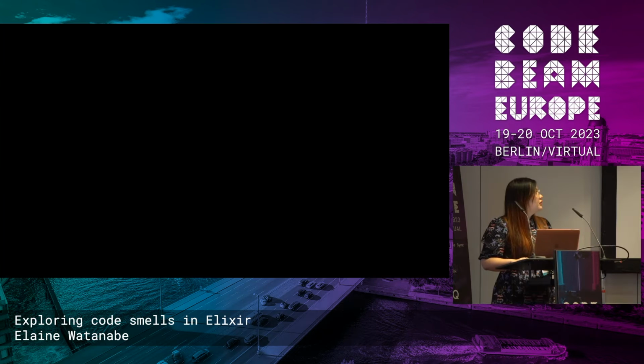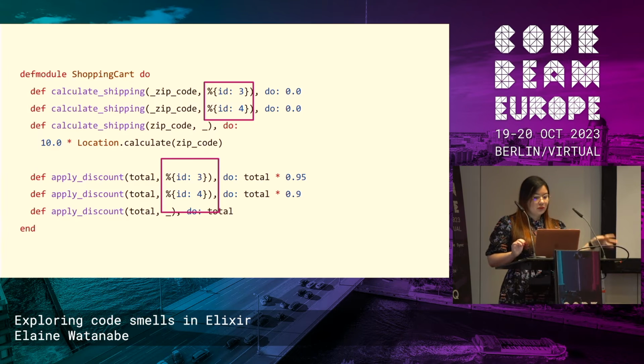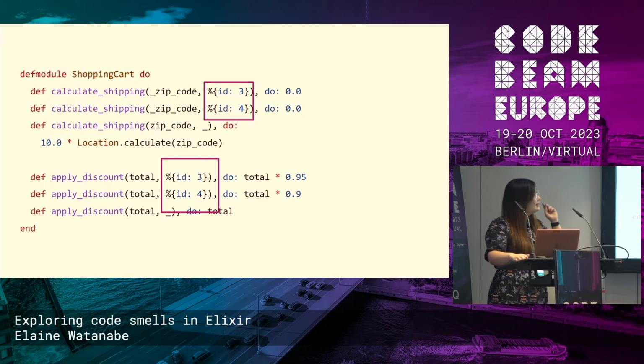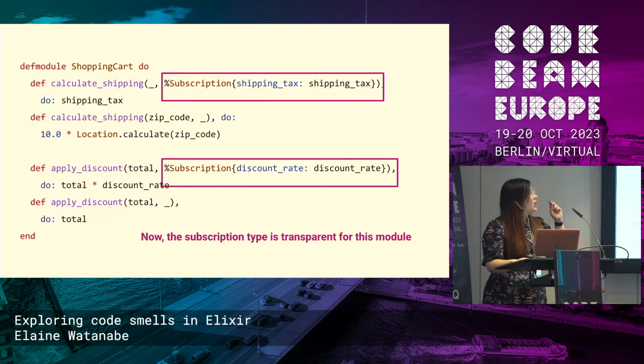So instead of having this pattern matching, we'll be delegating to the structure, and those client modules will not be worried about what type of subscription. It will be transparent for them.